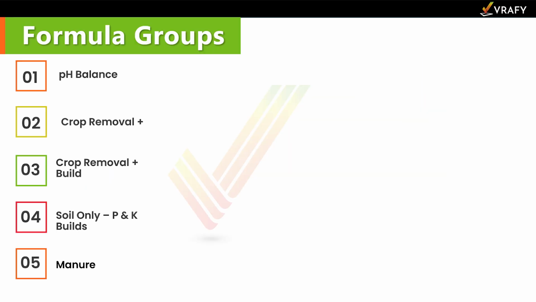Finally, for P and K, we get into 05 manure. This is for if you're doing any variable rate manure, or if you just want to see what areas of the field actually need the most manure.